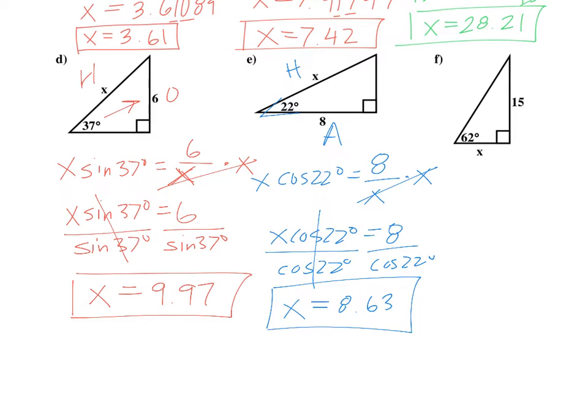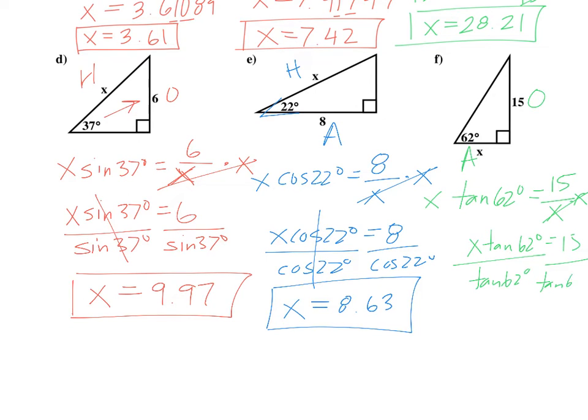Let's do one more example. I have adjacent and opposite. So I have tangent of 62 degrees is equal to opposite, which is 15, over adjacent, which is x. So I multiply by x on both sides. I get x tangent of 62 degrees equals 15. Divide by tangent of 62 degrees. All right, and x is equal to 15 divided by tangent of 62 degrees.